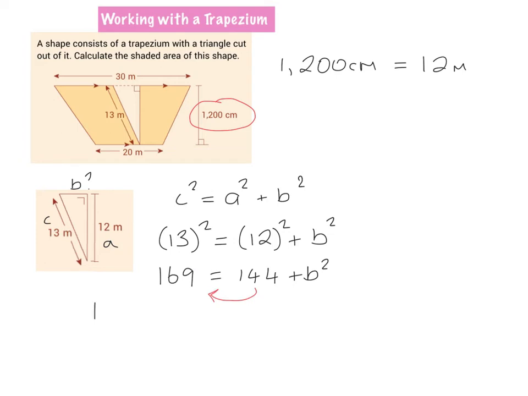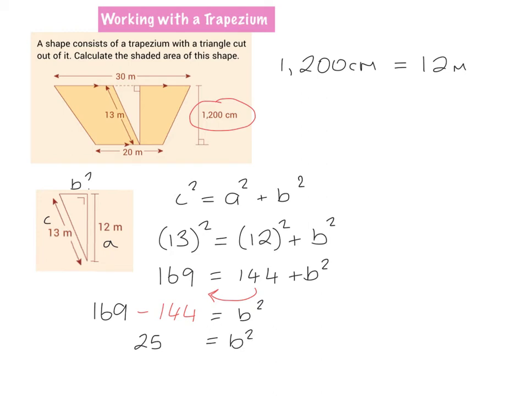So I'm going to have 169. This time it's take away 144. That's going to be equal to B squared. So just a little bit of algebra here. This is going to leave me with 25 equal to B squared.